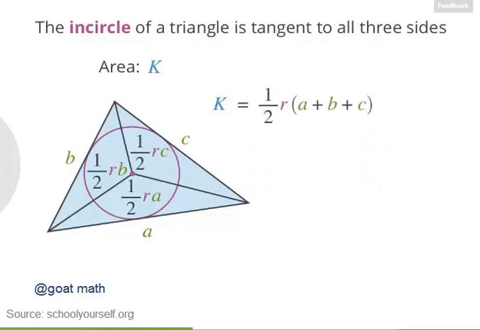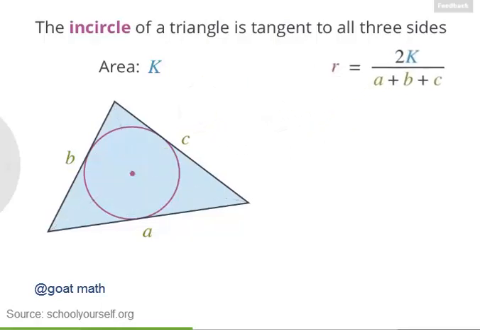Now remember, we wanted to find an expression for the inradius R in terms of A, B, C, and K. So let's solve this equation for R. So first, let's multiply both sides by 2. On the left, we now have 2K, and on the right, the 2 and the 1/2 cancel out. Finally, let's divide both sides by A plus B plus C. So here's the answer. For any triangle, the radius of the incircle always equals 2 times the area divided by the perimeter, the sum of the three sides of the triangle. That's a pretty elegant formula, right?